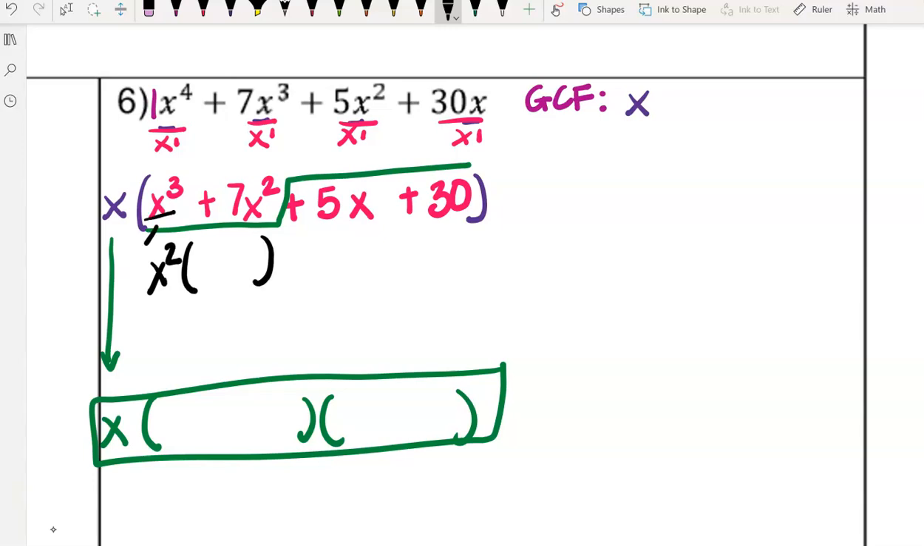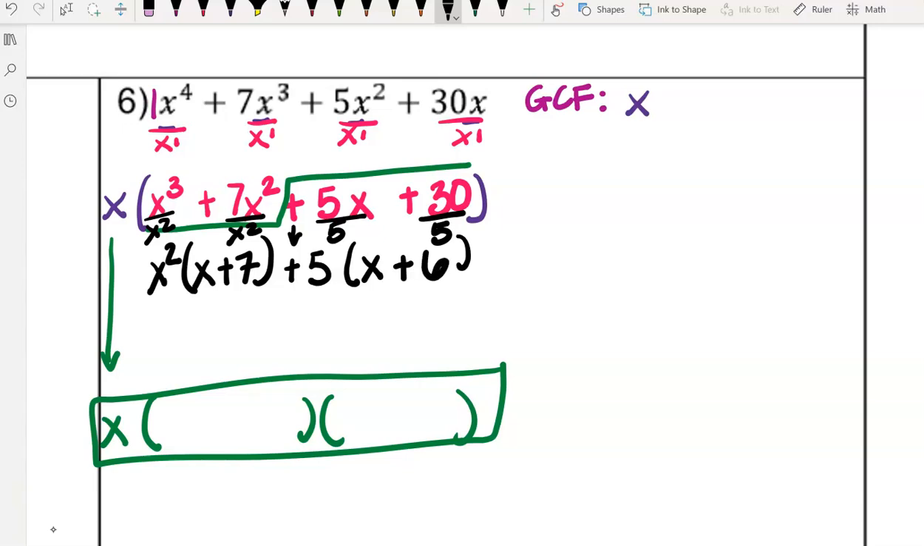So x to the third divided by x squared, 7x squared divided by x squared, that's going to give us an x here, and then 7x squared divided by x squared is just now simply 7. This is a plus sign, drop down a plus. You are going to factor out a 5 because that's what 5x plus 30 have in common. So divide by positive 5. 5x divided by 5 is x. 30 divided by 5 is going to be a positive 6.